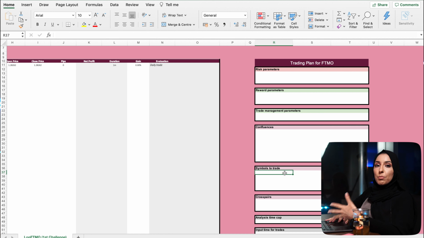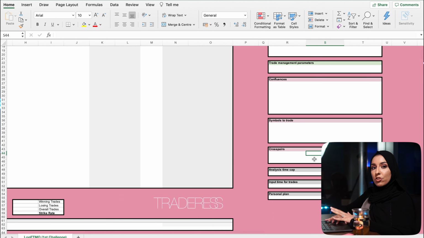This is probably the most important for me because I really plan out ahead which symbols, which currency pairs I'm going to be trading for the week ahead based on my analysis and which ones I believe are going to have the most market movement for the week ahead. So before I start trading that week, I'll do my analysis and put in this section all the currency pairs that I want to be focusing on for that week. And in the cross pairs section, just put your cross pairs again that you want to be focusing on.